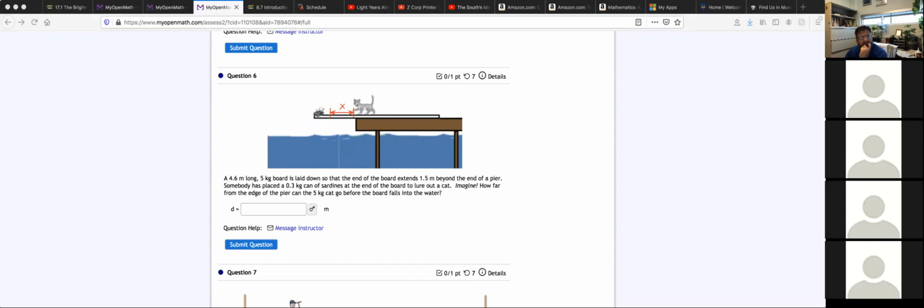And we do know some other things. They do tell us the mass of the cat. We'll call it mass of cat. Oh, I love when my computer is taking its time to catch up with things here. There we go. So mass of the cat.